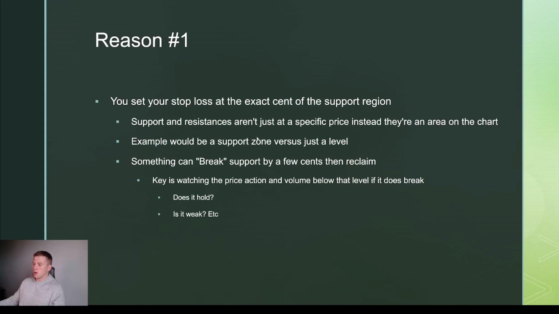The example would be a support zone versus just a level. You want to set a zone or an area to watch on the move versus just a level. You can use just a level, but you have to understand you have to give it some wiggle room, in that if it breaks above by a little bit, it doesn't mean that it's going to break out. A lot of times it could retrace. What you want to do is watch what it does above that level, like I pointed to right here, watching the price action and volume below that level if it does break.